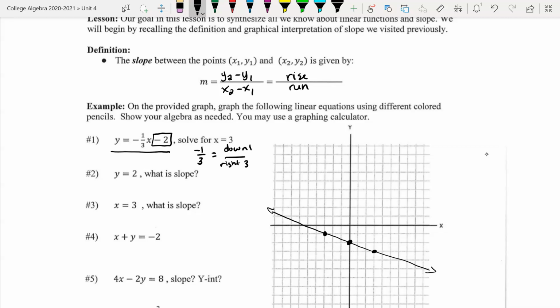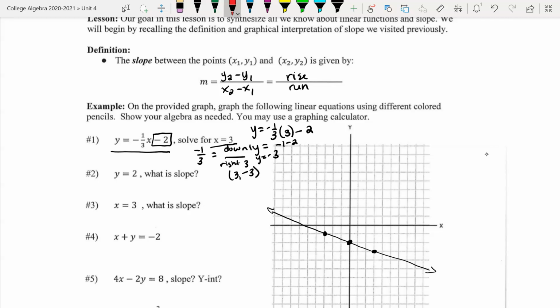And then it says solve for x equals 3. This is what they're going to do on the Hawks. Really all you're doing, guys, is you're just plugging in 3 for the x and you're solving. So I'm going to say y equals -1/3 times 3 minus 2. When I do that, I get -1 minus 2, which is -3. If you look at your points, (3, -3) is a coordinate, so it should work out.